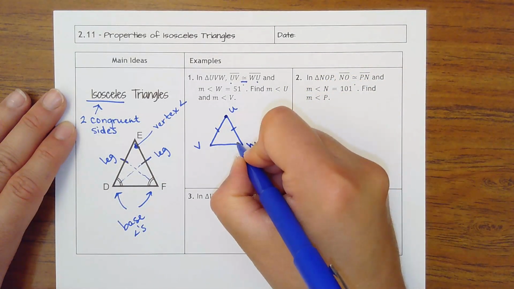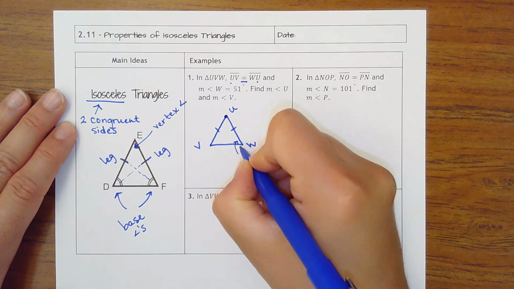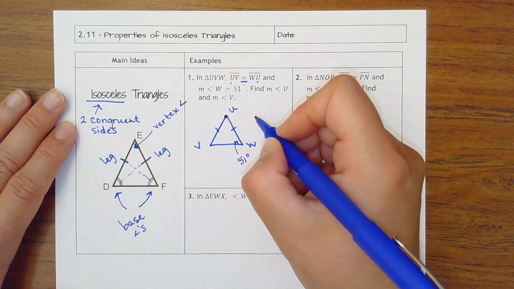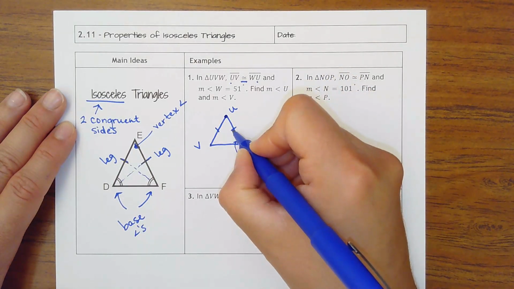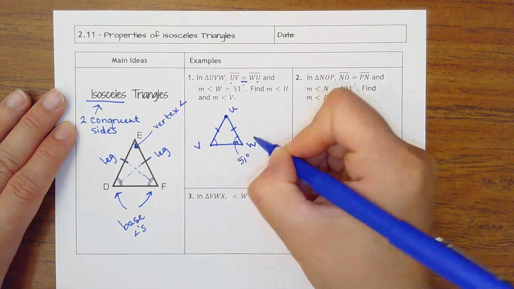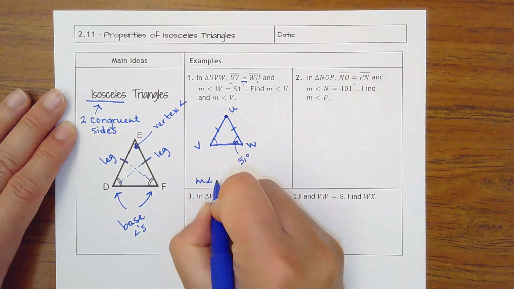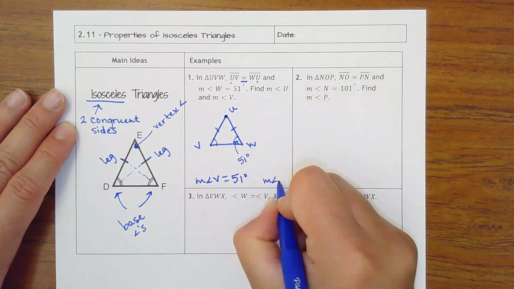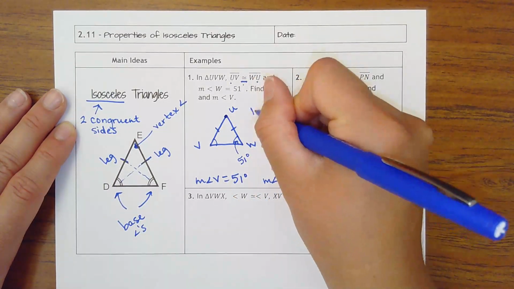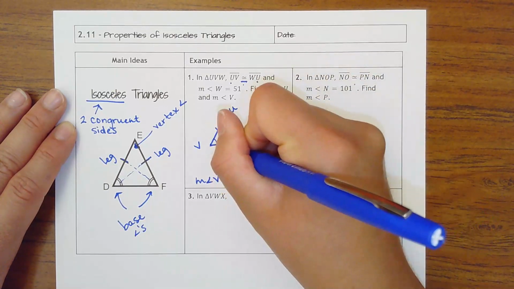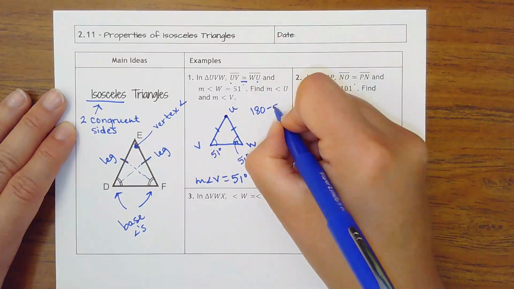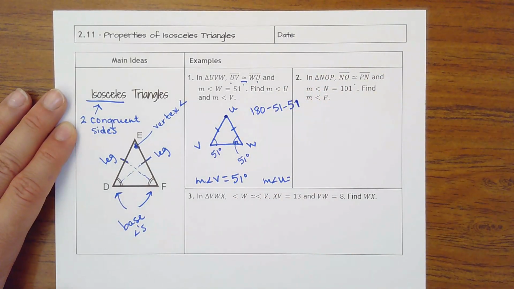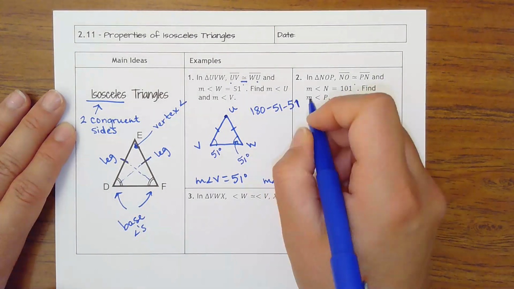Measure of angle W is 51 degrees. Find measure of angle U and measure of angle V. Well, if these are my legs, that means this angle and this angle would be congruent. So measure of angle V would also be 51 degrees. Measure of angle U, I think there's 180 degrees, so 180 minus 51 minus 51, which would leave you with 78 degrees.